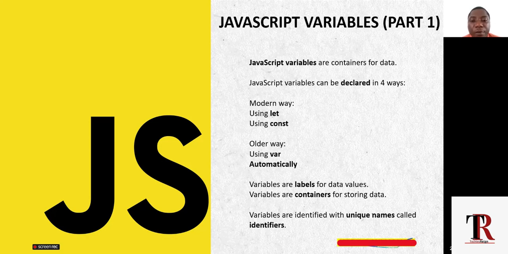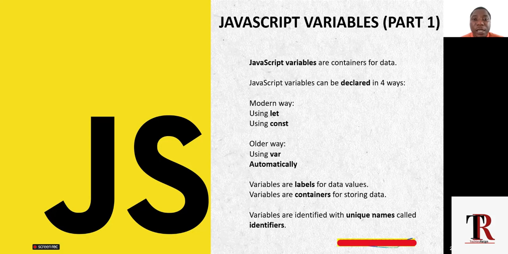We have the modern way and we have the older way. Now, using let and const are the modern ways of declaring variables in JavaScript. And the reason why is because using these two gives you a predictable way to understand and see how your variable works in your program. But in the other way, we have var and automatically. Var refers to declaring variables in another way that does not give a predictable way of understanding or seeing the way your variable is behaving.